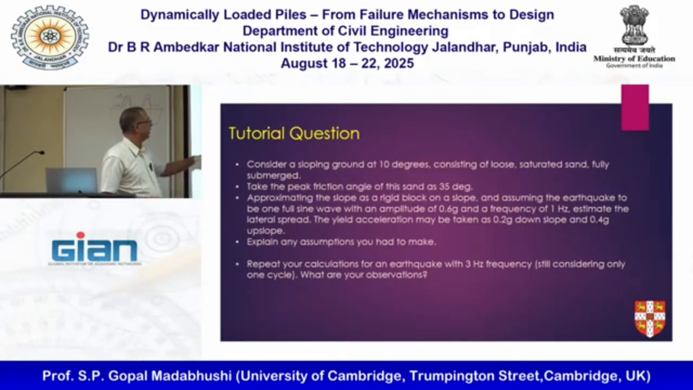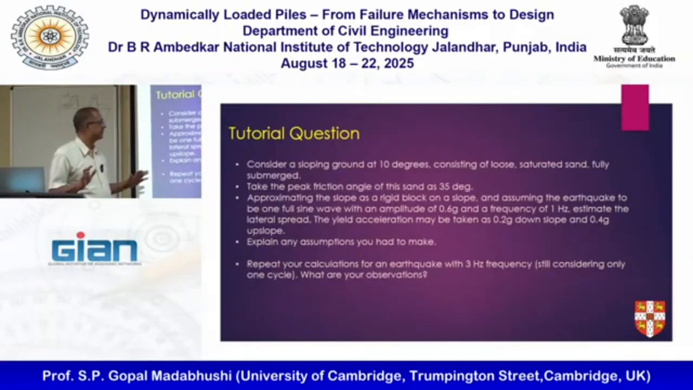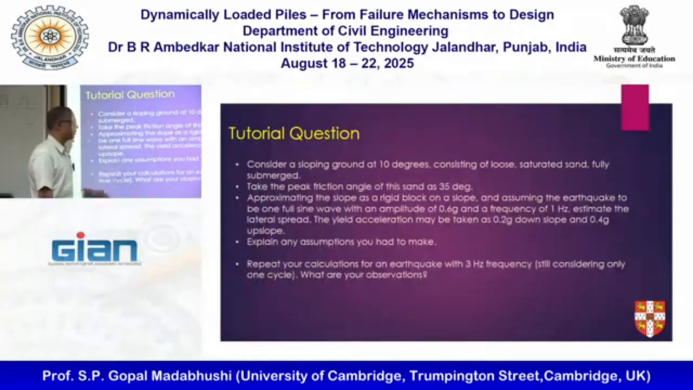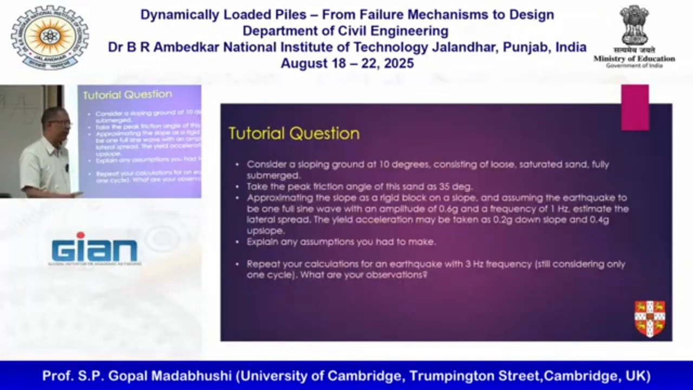What I want is: take a slope of 10 degrees, and let's imagine it is simply loose saturated sand, fully submerged. For the sand, let's say the peak friction angle is 35 degrees. We are going to approximate the slope as a rigid block, and the amplitude of the sine wave should be 0.6 g and the frequency 1 Hertz. I'd like you to estimate the lateral spread, taking the yield acceleration of about 0.2 g downslope and 0.4 g upslope.